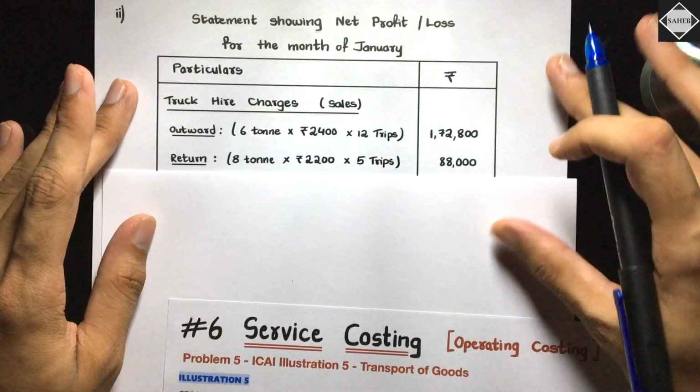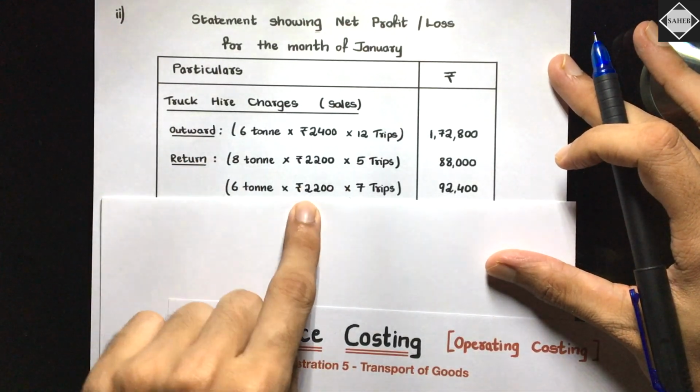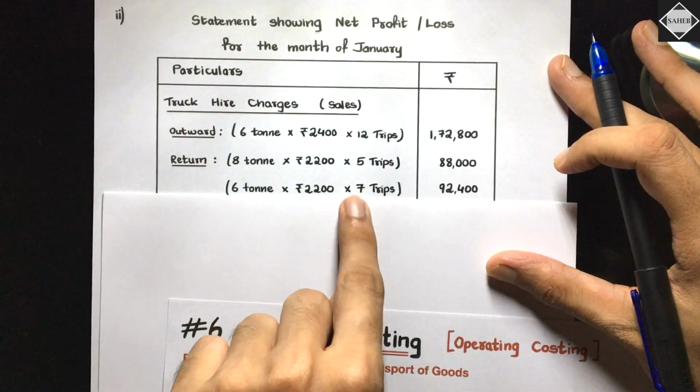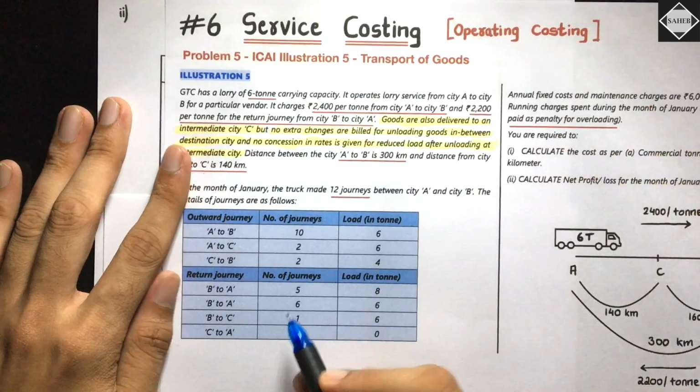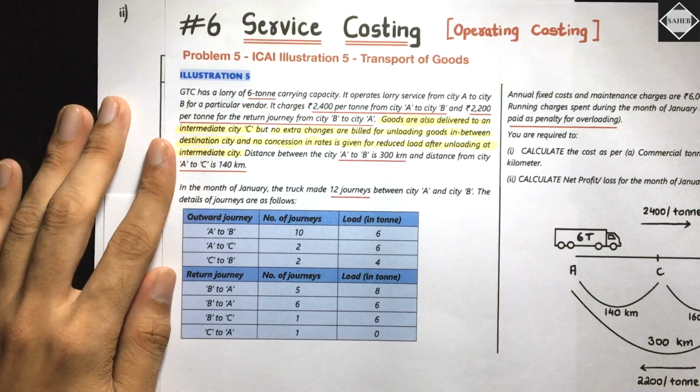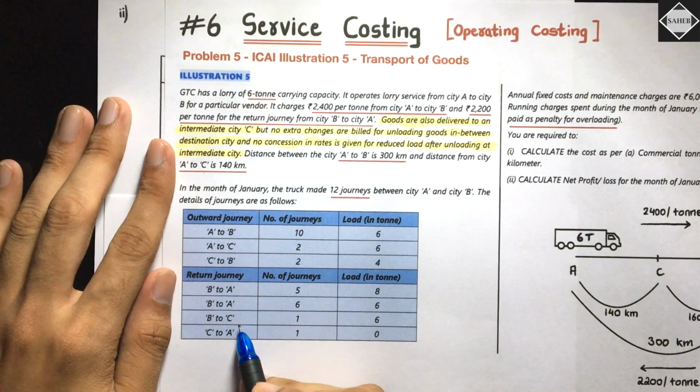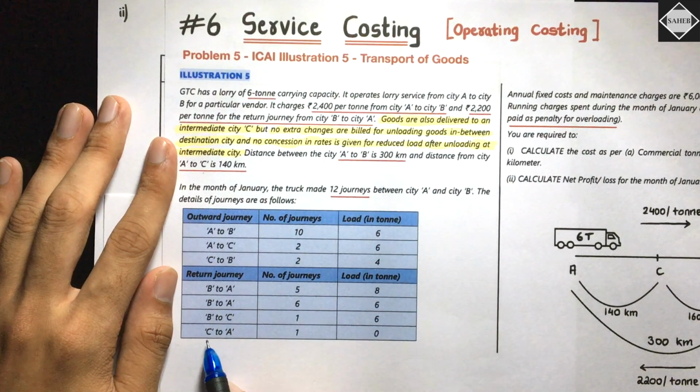Yes. So that is how it will happen. See, 6 ton into 2200 into 7 trips. How 7 trips? 6 plus 1. Okay. Is it clear? Yes. And then the last. Can we take the last? No. There is 0 over here. We can't take the last.